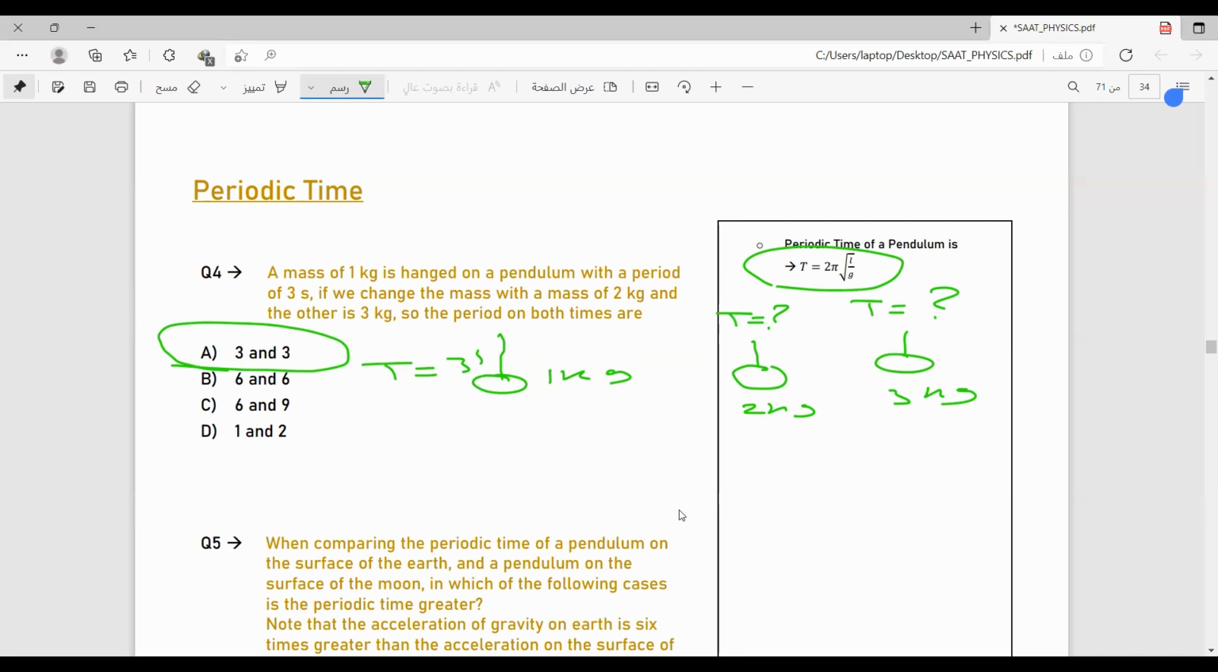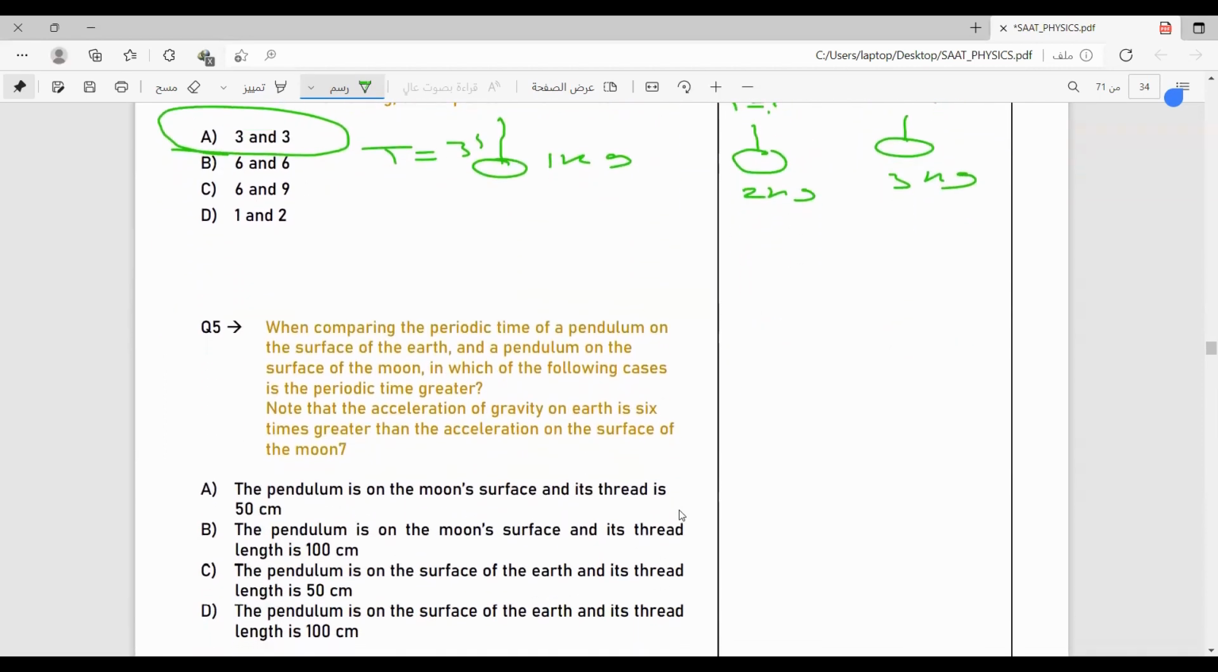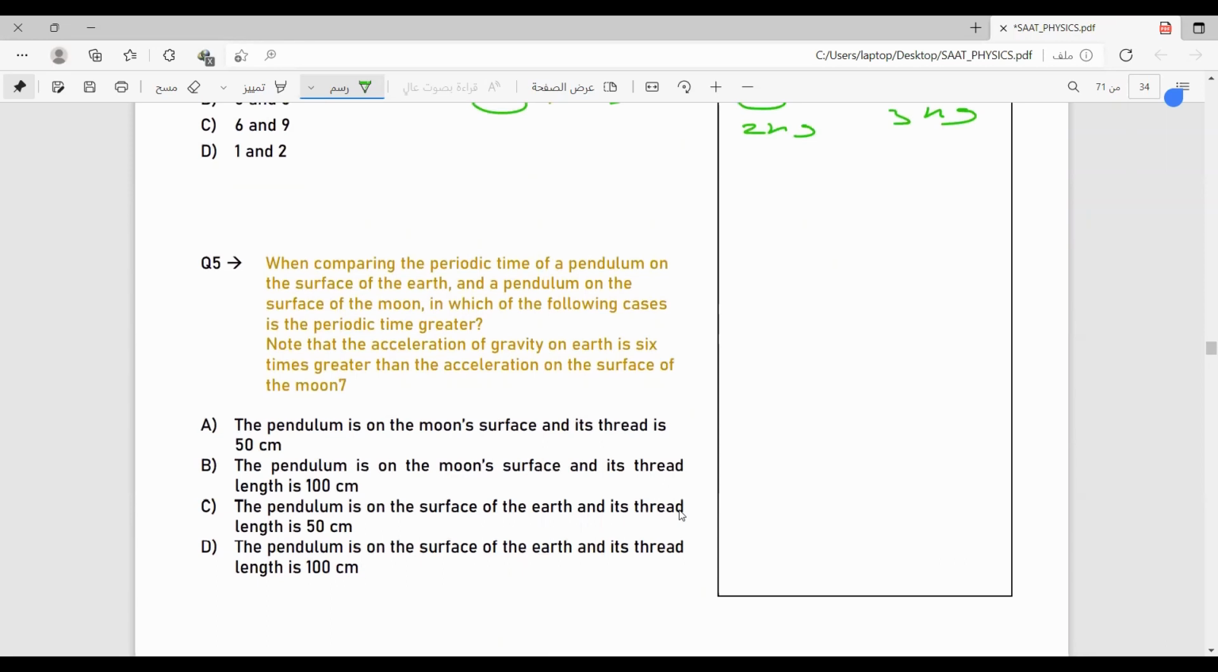Okay. If you change the length of the rope here, then yes, the time will change. Or if you change the G, it means that if you go to the moon, for example, or other planets, yes, periodic time will change. Same as question number 5. It's talking about changing the G, how it's stated here, moon and our Earth.